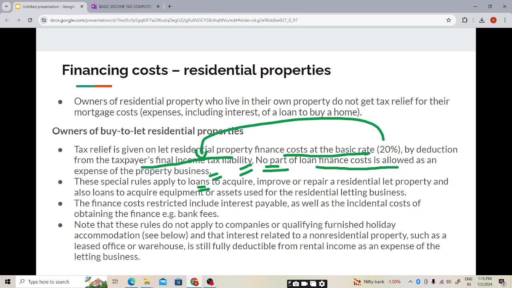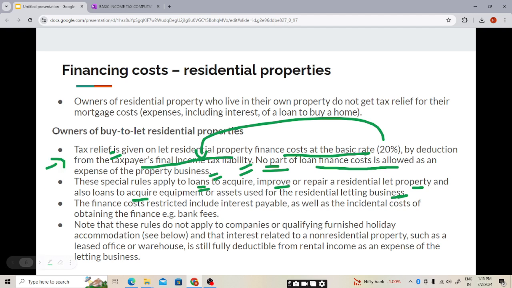So these special rules apply to loans. What is the tax relief that applies to the loan which we have taken? For what have we taken the loan? The loan is taken to improve or repair a residential let property, and also a loan to acquire equipment or assets used for the residential letting business. Whatever loan amount you have taken for the repair, the improvement, or the acquisition of any assets used for the residential letting business.